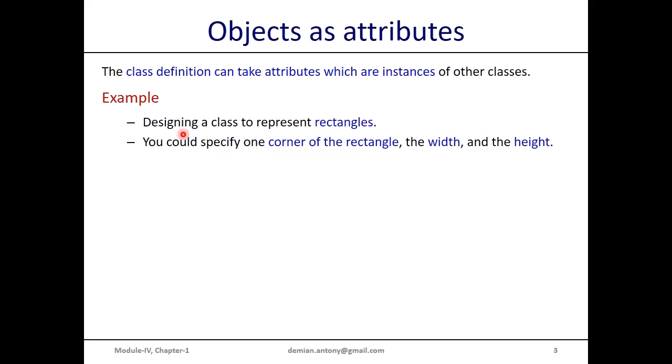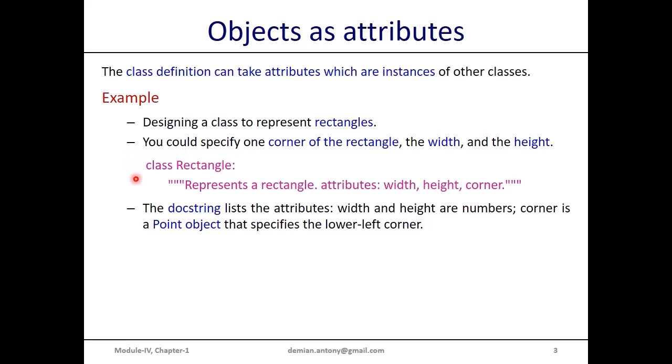We require 3 attributes. One is the corner, either lower left side or the top left side. We require one corner point representing x and y, that's the coordinates. The second attribute is the width of the rectangle, and the third is the height. With these 3 we can define a class called rectangle like this.